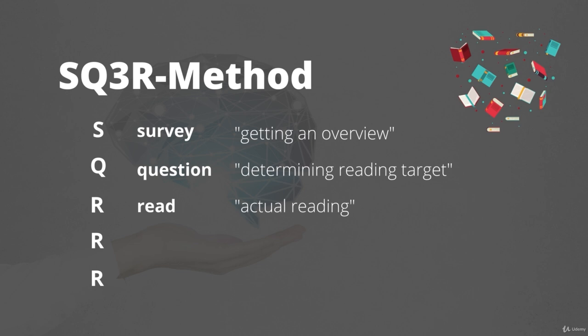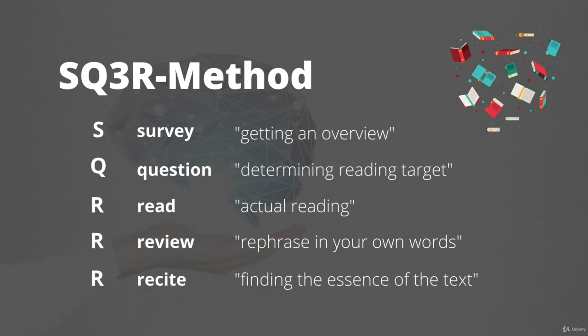Then once we are done with reading, we move on with the second R, which is review. In this step, we try to rephrase the content of the text in our own words. This doesn't only help us to store these things in our memory, it also shows us whether we've achieved our reading target. And then finally we have our final R, our final step, which is recite.